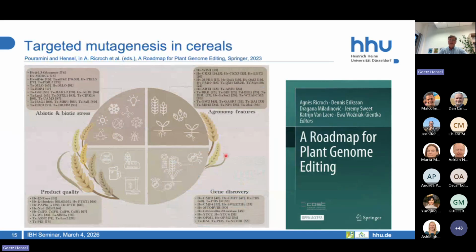If you look for examples in cereals for targeted mutagenesis, here I have summarized together with Pune Poramini the applications in cereals, and this is in an open access book of a very successful COST Action about plant gene editing. So you find more chapters, and here you can see that in cereals we can find examples where the CRISPR-Cas technology has been used for targeted mutagenesis for traits which belong to abiotic and biotic stress, for agronomic features, for gene discovery, and also for product quality.